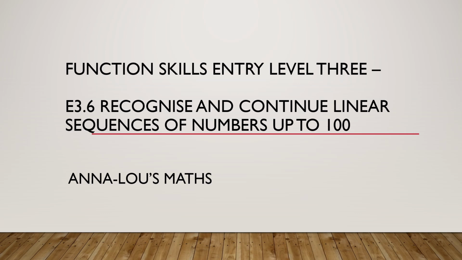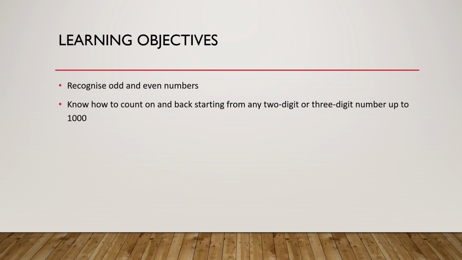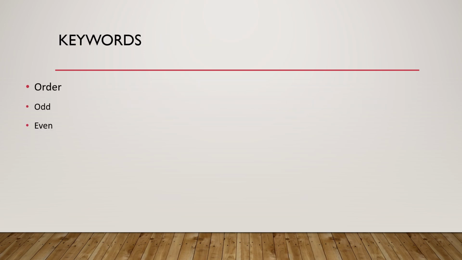Today we're going to be looking at recognising and continuing linear sequences of numbers up to 100. This is part of the Entry 3 specification. The criteria for Edexcel of this particular learning objective is to recognise odd and even numbers and know how to count on and back starting from any 2-digit or 3-digit number up to 1,000. We've got some key words for this session, which are order, odd, and even.